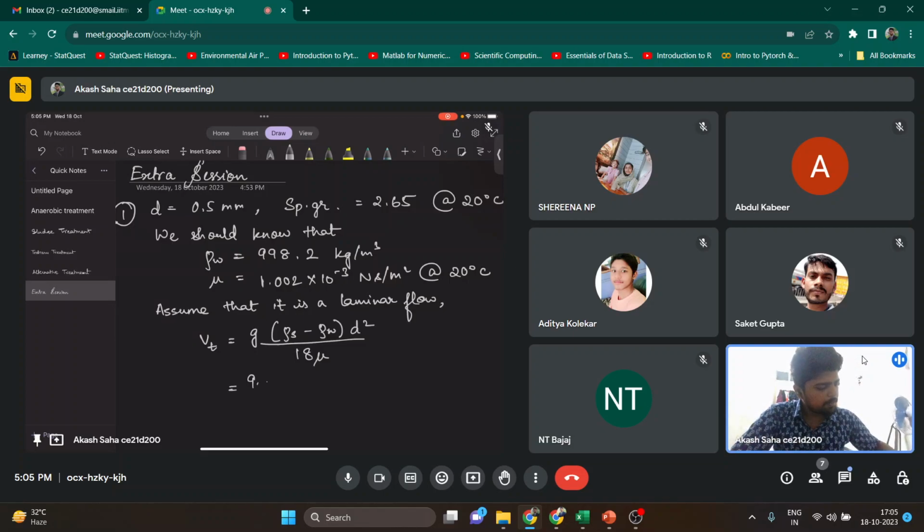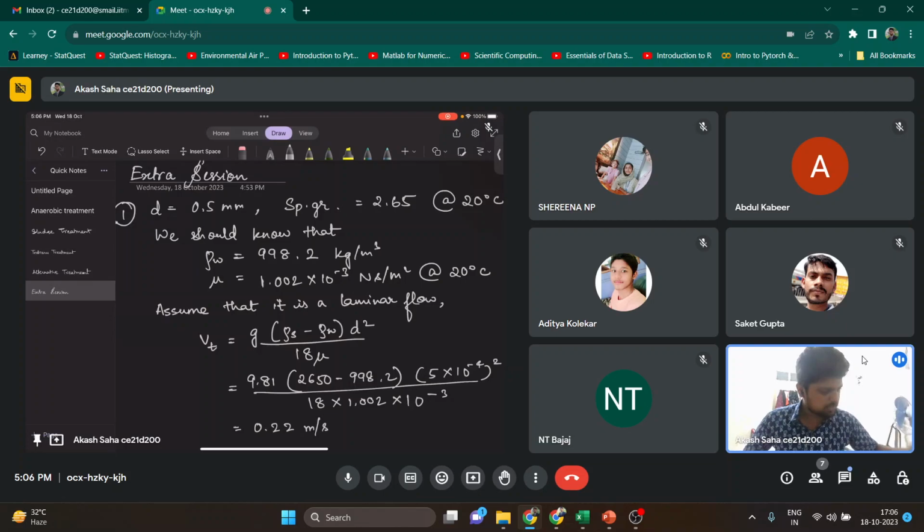Where g is 9.81, rho s is the density of the particle. We have been given the specific gravity, so the density of my particle will become 2650 minus 998.2, into d square. d is 5 into 10 to the power minus 4 in meters; I am changing it to meters. Square divided by 18 into 1.002 into 10 to the power minus 3. So this is my mu. In this case, my Vt will come as 0.22 meter per second.